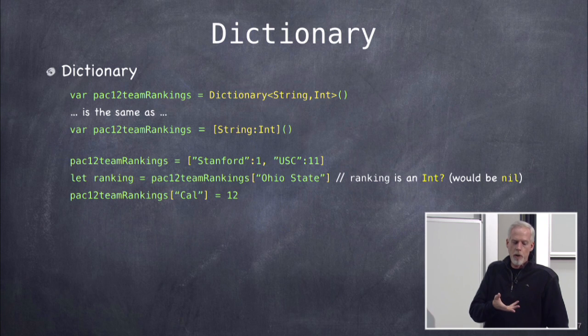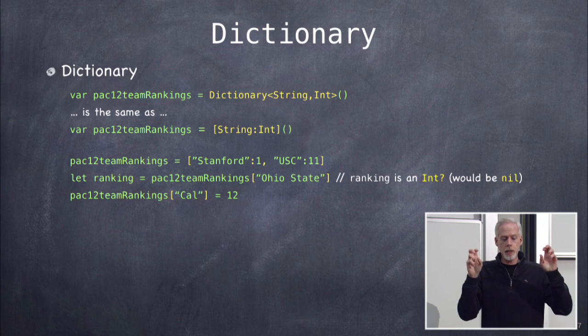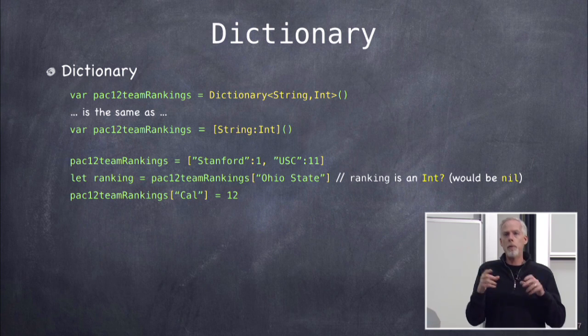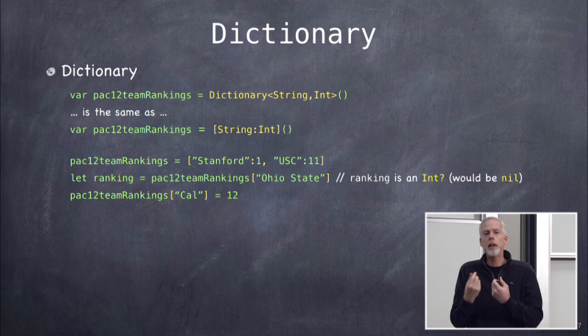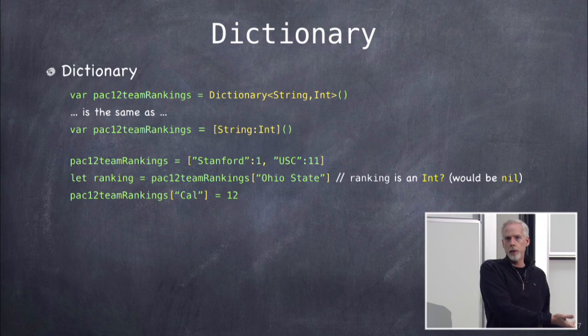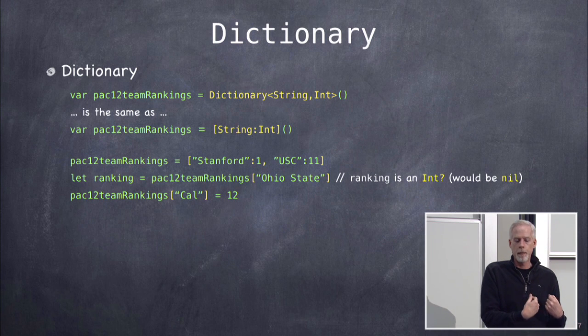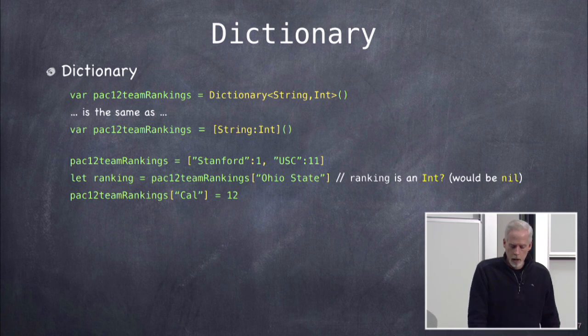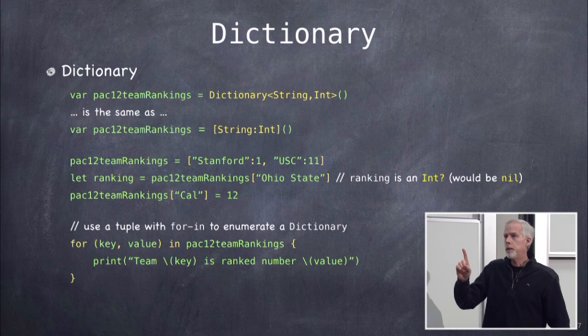Probably should say var Pac-12 team rankings, because 2 lines later I say Pac-12 team rankings sub cal equals 12th. Okay? So note also that when I try to get the ranking of Ohio State, it returns nil. And we know that when we use square brackets to get something out of a dictionary, it returns an optional of our value type. Okay, our value type here is ints, so it's going to return an optional int. Okay? Everybody got that?